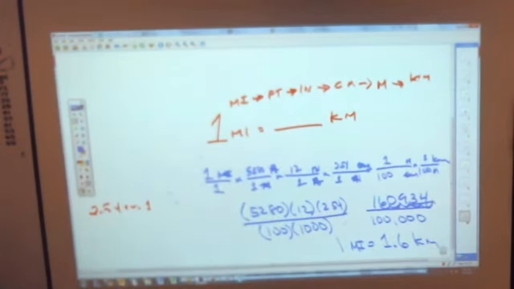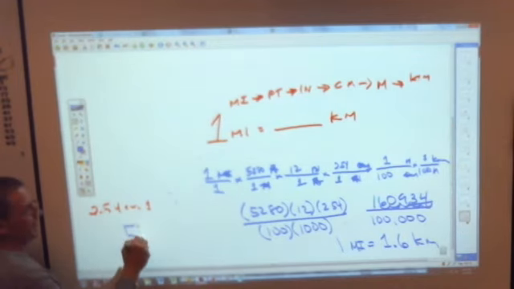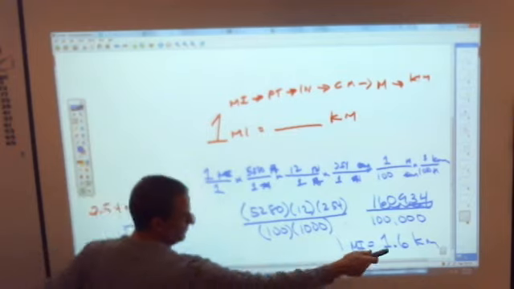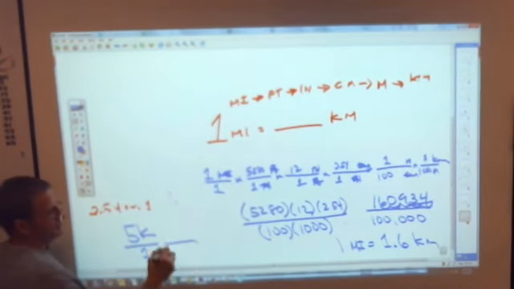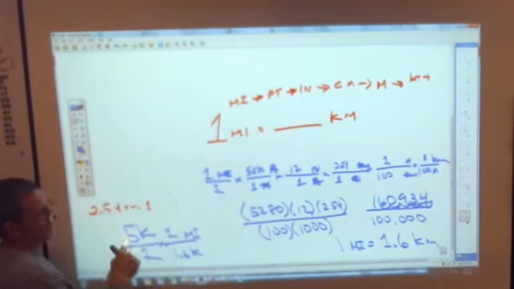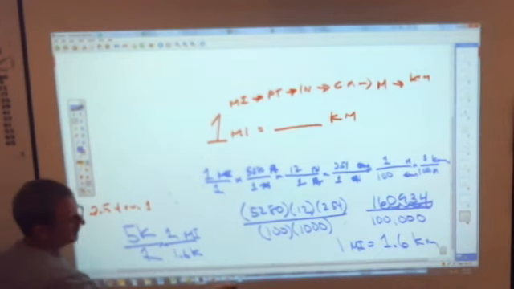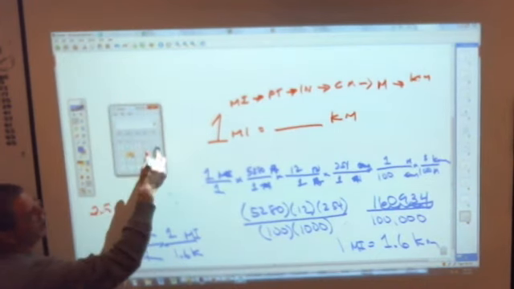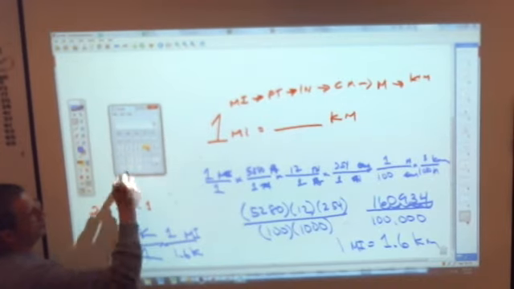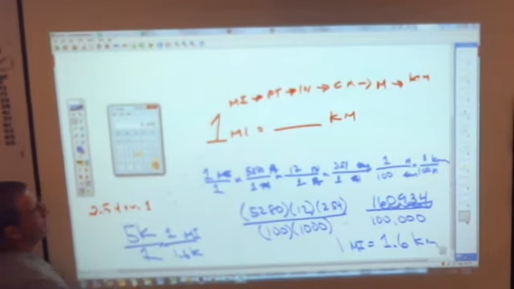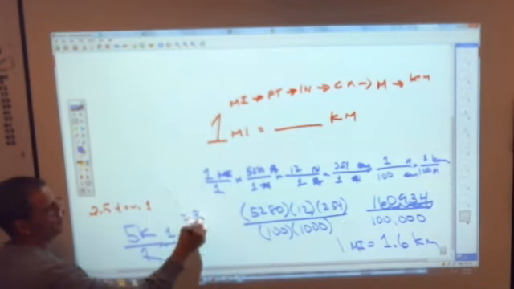Is that true? Yeah. So if you run a 5K, how many miles is that? If I run a 5K race, now that I've got my unit multiplier, I can just multiply with K on bottom, miles on top. There's 1.6 kilometers in 1 mile. You divide 1.6 into 5, which I'll do here for you because I know you're very interested. 5 divided by 1.6. A 5K is about 3.1 miles.